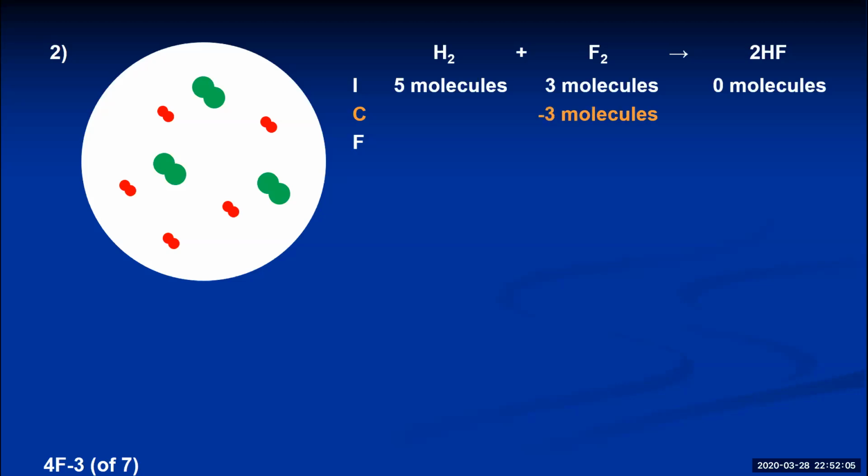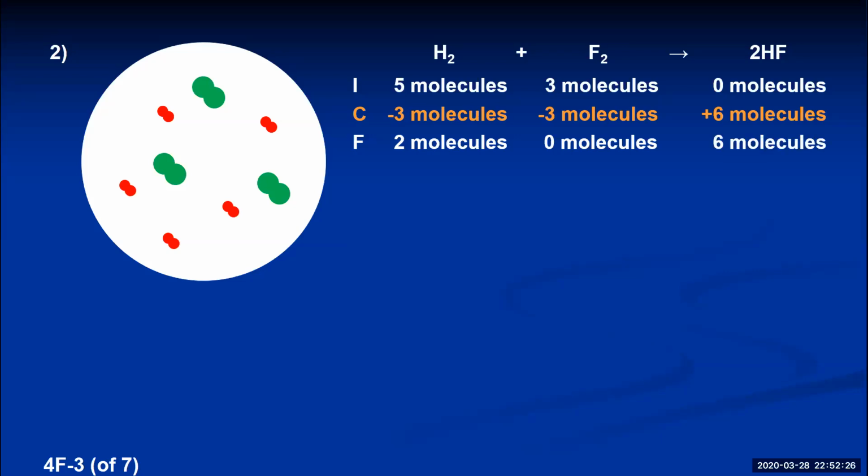So the 3 molecules of fluorine will react in a 1-to-1 ratio with 3 molecules of hydrogen. And because the amount of HF is always double the amount of hydrogen or fluorine, you're going to form 6 molecules of HF. Add up the columns. Our final picture should have 2 molecules of hydrogen, no molecules of fluorine, and then 6 molecules of HF.